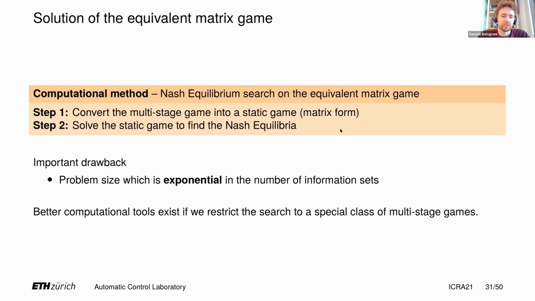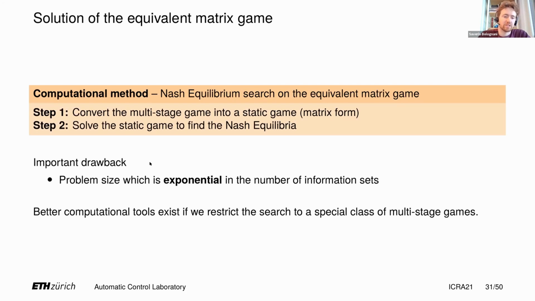In fact, the first computational method I'm going to present for multi-stage games is that you can convert a game in extensive form to a static game, a matrix. You forget about all the tree and the order of choices. You just have an equivalent matrix representation, and then you solve the static game to find the Nash equilibria.